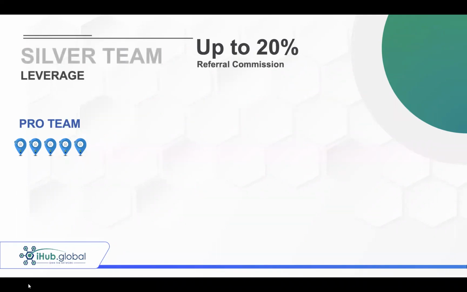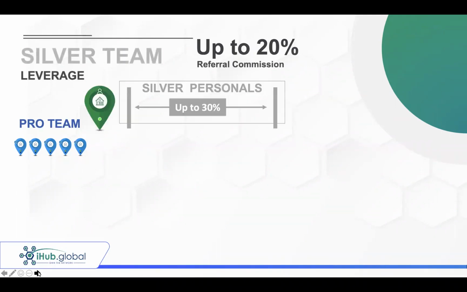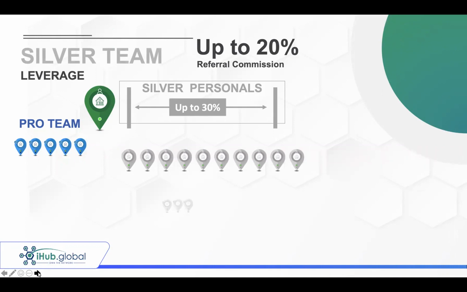Now, the same exact dynamic begins to happen on your silver team. You have up to 30% because you have a 20% potential referral commission, okay? But you also have a 10% silver code here. So you're going to bring in the next 10, okay? And they're going to do the same exact thing. They're going to roll up to you, okay?